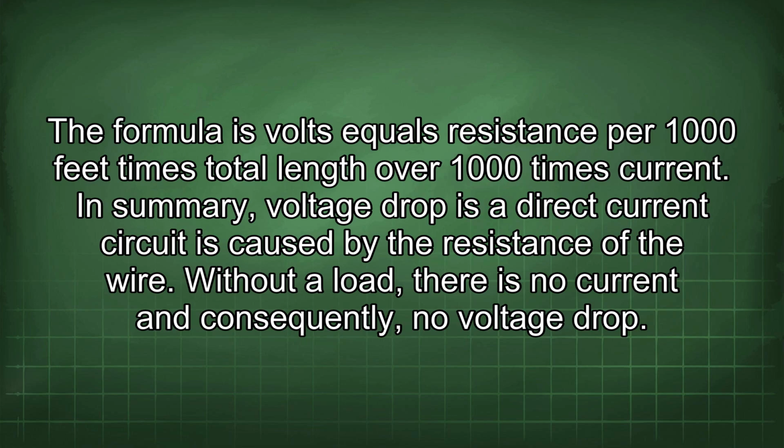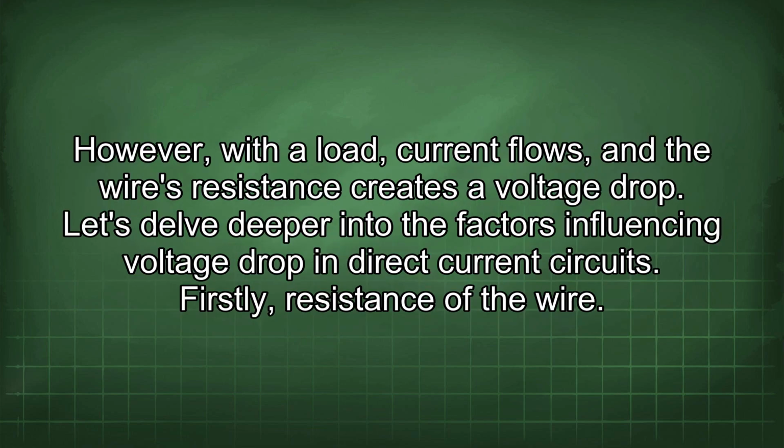In summary, voltage drop in a direct current circuit is caused by the resistance of the wire. Without a load, there is no current and consequently no voltage drop. However, with a load, current flows and the wire's resistance creates a voltage drop.